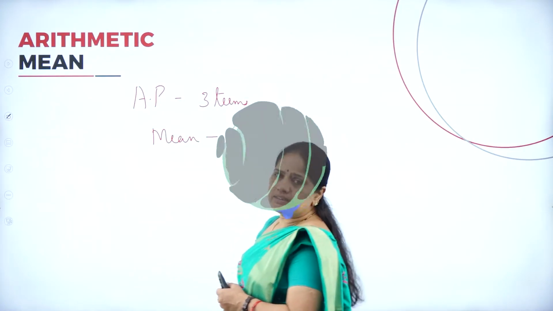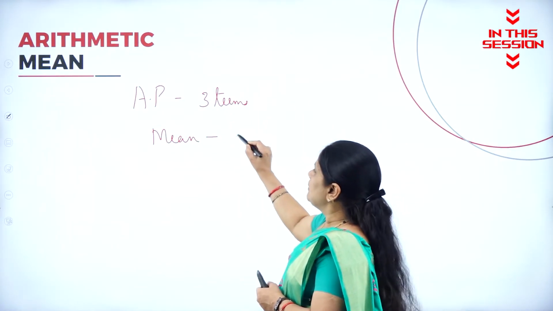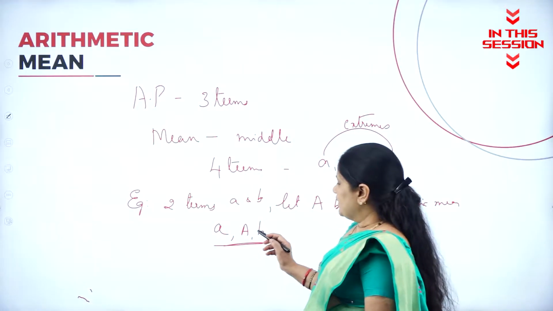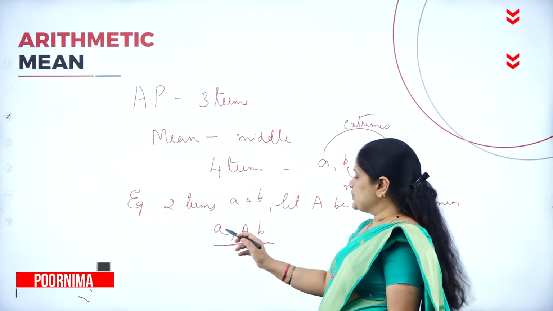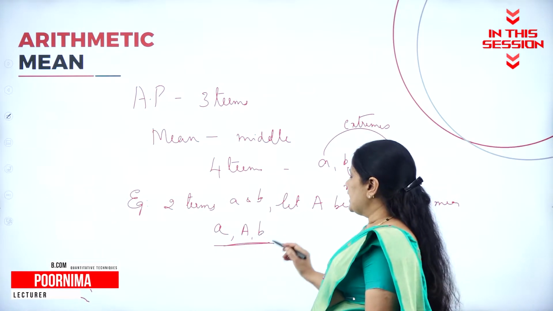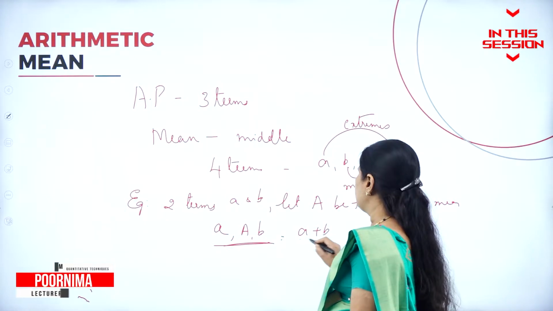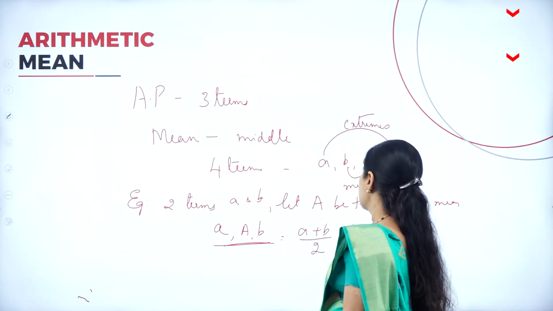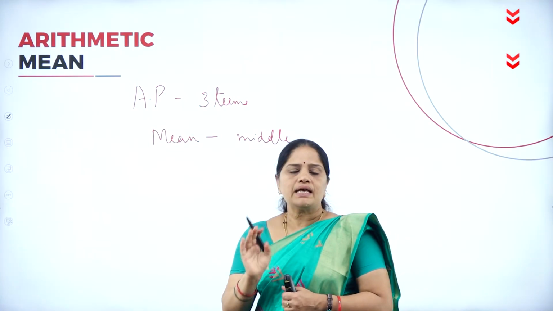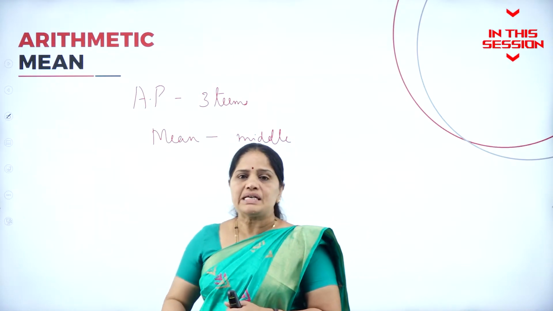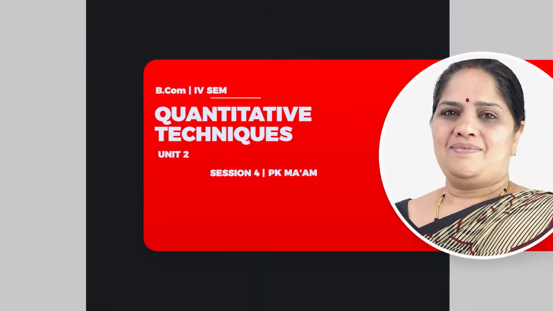What do we mean by arithmetic mean? It means the middle term is considered as the mean. We have the arithmetic mean in between A and B, and as such we can say that (A plus B) by 2 equals A. So in case of an arithmetic progression with 3 terms, the middle term is considered as the mean.